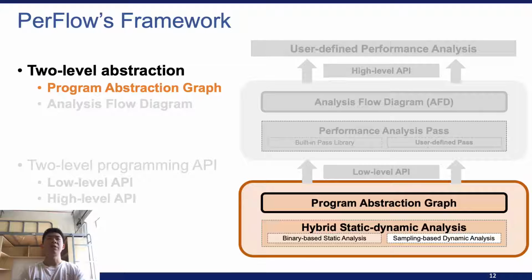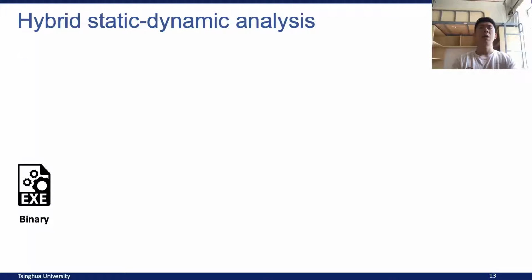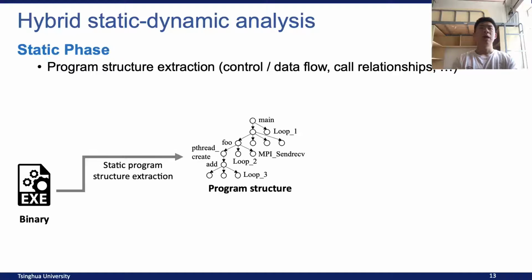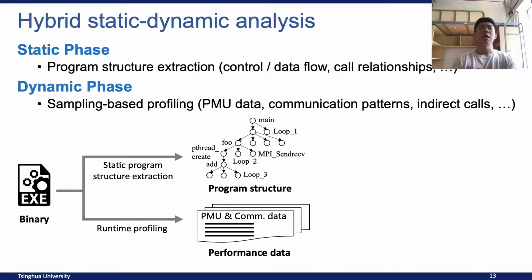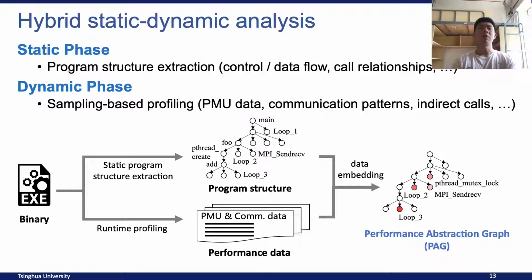Now, we further introduce each component. First, we introduce how to leverage hybrid static dynamic analysis to generate a program abstraction graph. Hybrid static dynamic analysis is based on binary instead of source code, which means it is more suitable for production environments. At the static phase, we extract a program structure. At the dynamic phase, we use a sampling-based profiling technique to collect performance data. Finally, we combine program structure and performance data to generate a PAG.